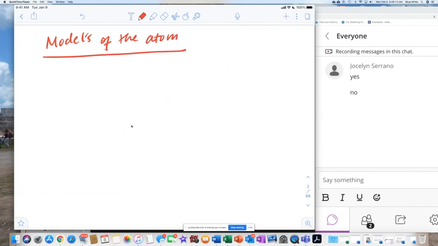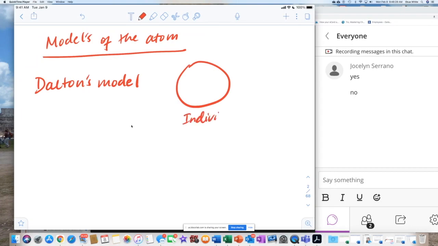And the most significant one we started off with was Dalton's atomic model. So you say Dalton's model. And his idea was the atom was round and it was indivisible. So we'll call it the indivisible atom. There was nothing inside of it.